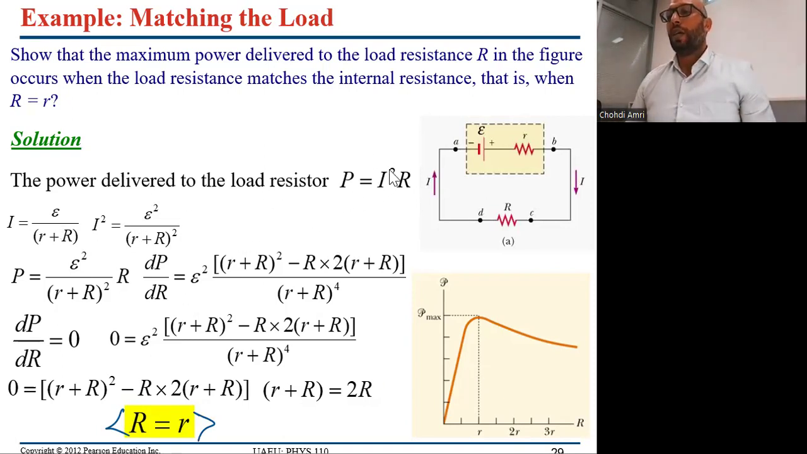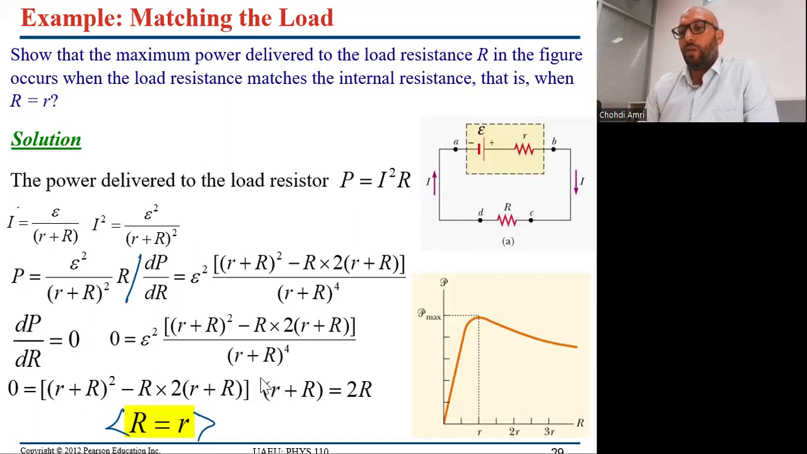As you know, the power is I squared multiplied by R, and we have a real battery connected to a load resistance, so I will be epsilon divided by R plus capital R, and I squared will be epsilon squared divided by (R plus capital R) squared. The power is I squared multiplied by R, so we multiply this quantity by R, and then to get the maximum, that means the derivative is 0 with respect to capital R. If we differentiate this equation, we get a polynomial equation equal to 0.